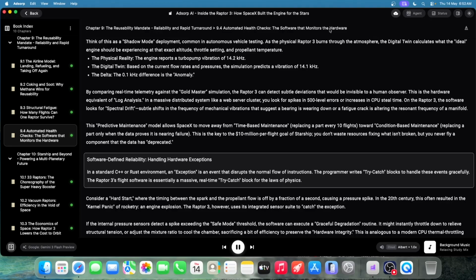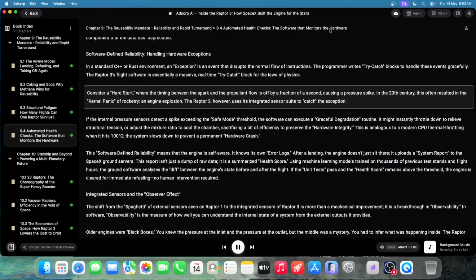And software-defined reliability: handling hardware exceptions. In a standard C++ or Rust environment, an exception is an event that disrupts the normal flow of instructions. The programmer writes try-catch blocks to handle these events gracefully. The Raptor 3 flight software is essentially a massive, real-time try-catch block for the laws of physics. Consider a hard start, where the timing between the spark and the propellant flow is off by a fraction of a second, causing a pressure spike. In the 20th century, this often resulted in the kernel panic of rocketry, an engine explosion.